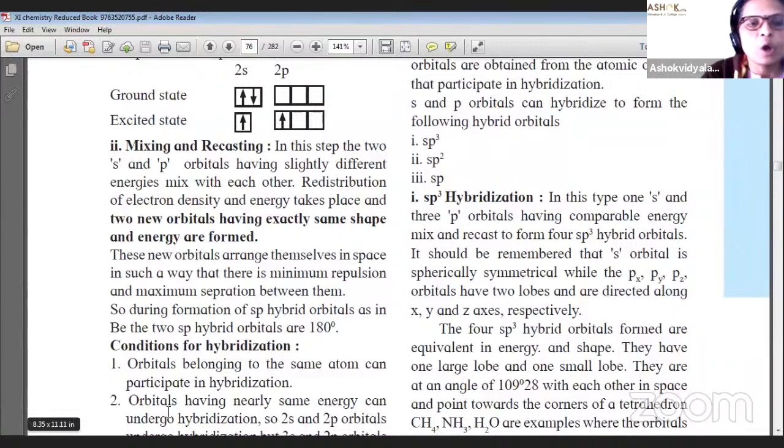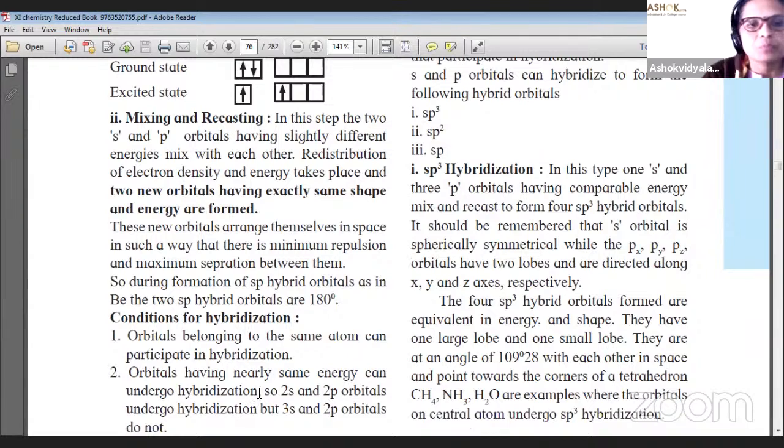Then another condition: orbitals having nearly the same energy can undergo hybridization. So 2s and 2p orbitals undergo hybridization, but 3s and 2p orbitals cannot undergo hybridization because their energies are not the same or not equivalent. So another important condition for the hybridization is that the atomic orbitals which undergo hybridization must have equivalent energy, or very little difference in their energies. They should have nearly the same energy.